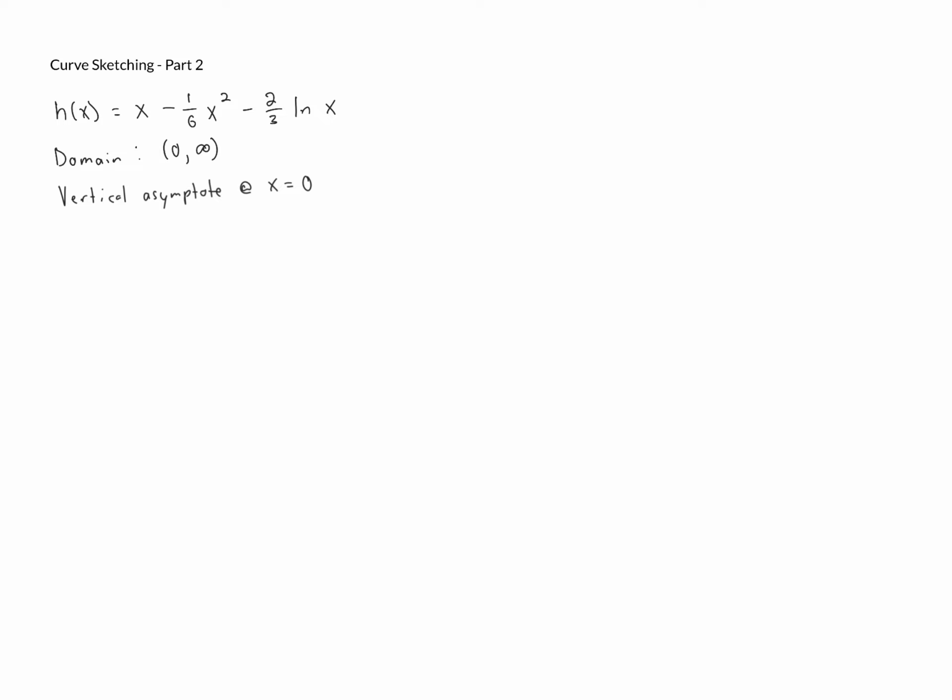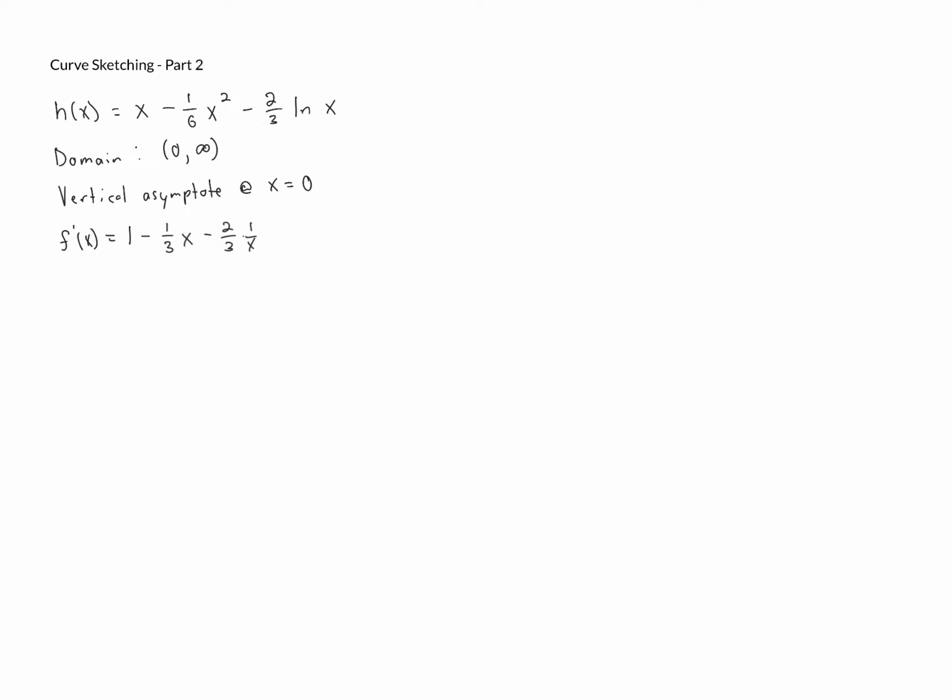Once we've done this, let's look at the derivative, because that will help us find any critical numbers. So f prime of x is going to be 1 minus, the derivative of x squared is 2x, and when we multiply that by 1/6, that gives us 2/6 or 1/3 x. And then we have minus 2/3 times the derivative of ln of x, which is 1 over x. This is basically 2 over 3x in the end.